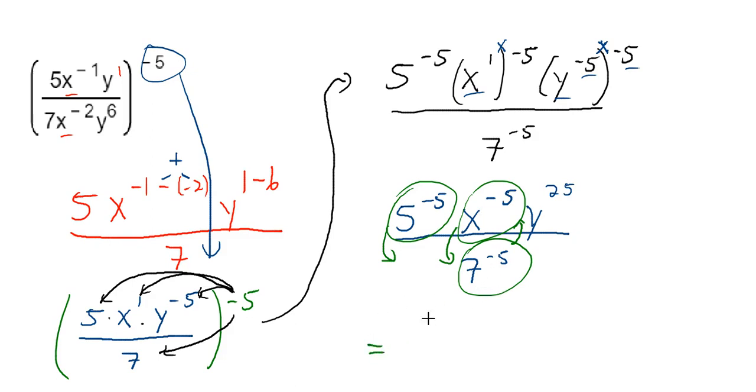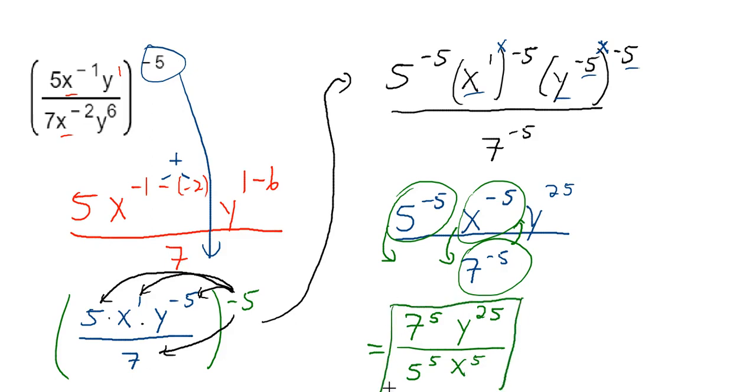So on top we're going to end up with 7, and it'll become a positive 5 for the exponent. And the y to the 25th power, which we left there. On the bottom we will get the 5, which will now be to the positive fifth power, and the x, which will be to the positive fifth power. And this meets all the criteria, right? We have one of each variable, no negative exponents, and we simplified the numbers to the best of our ability, and we don't want to multiply these numbers out because we'll just get these really big numbers.